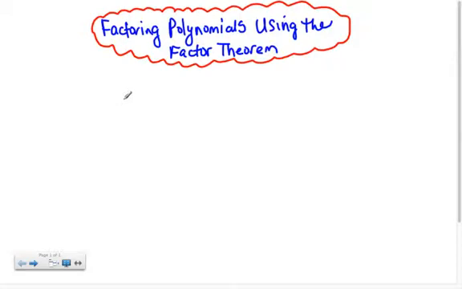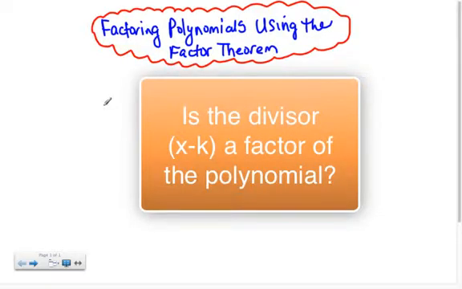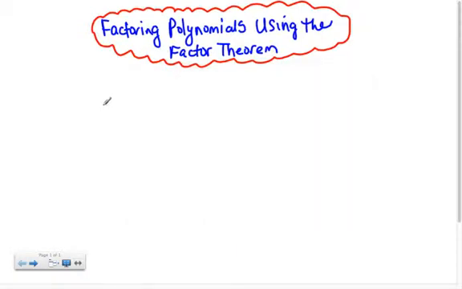So we talked in class today about using the factor theorem, and we used the factor theorem to determine whether or not a divisor was a factor of a polynomial. That is, that it divided into it cleanly without any remainders. And we're going to use the factor theorem today to completely factor a polynomial.